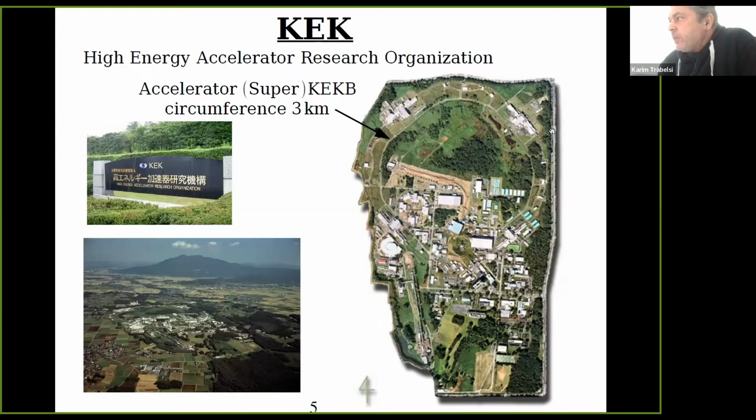And from this view you can already see the ring, and just to give you the scale, the ring has a much smaller circumference than the LHC, something like 3 kilometers. So you see, this is the whole campus of KEK, and the ring barely fits.